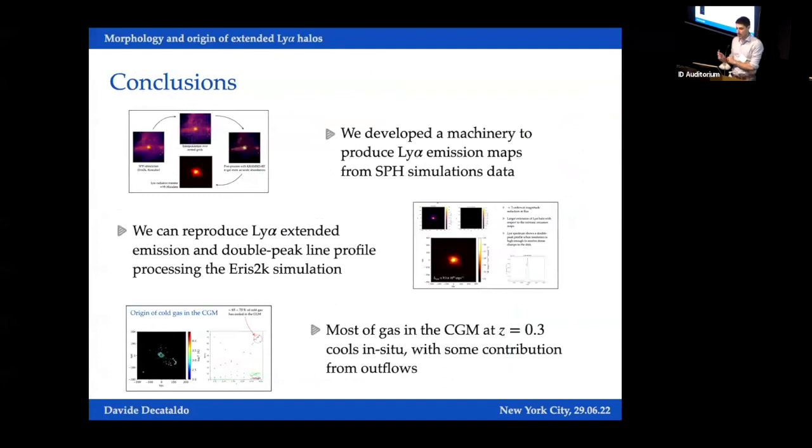So just to sum up the main results, we developed this machinery for producing Lyman alpha emission starting from any SPH simulation. We can reproduce the extended Lyman alpha halo that we observe in observations by processing a simulation with a good resolution. And finally, we also tracked the origin of this cold gas, 10^4 K, in the CGM, and found out that the main mechanism is actually cooling in situ in the CGM.